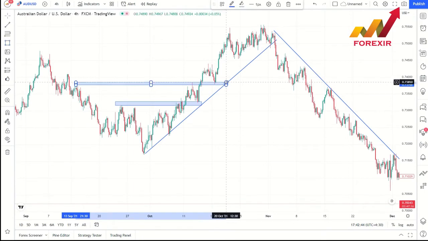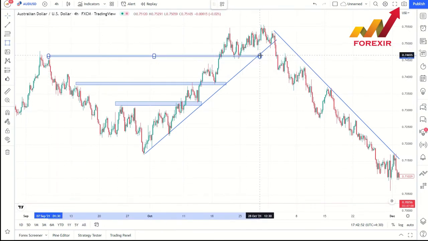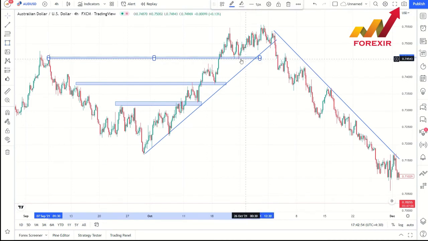Here's what I mean. Now you might wonder, so when do I enter a trade? Well, you can use reversal candlestick patterns like the hammer, bullish engulfing, etc. as your entry trigger.